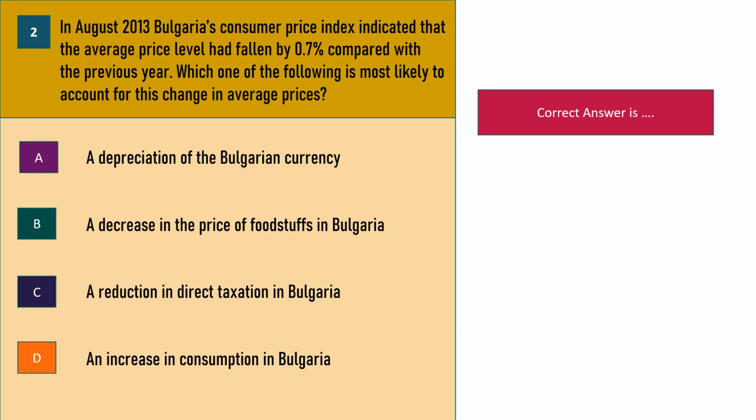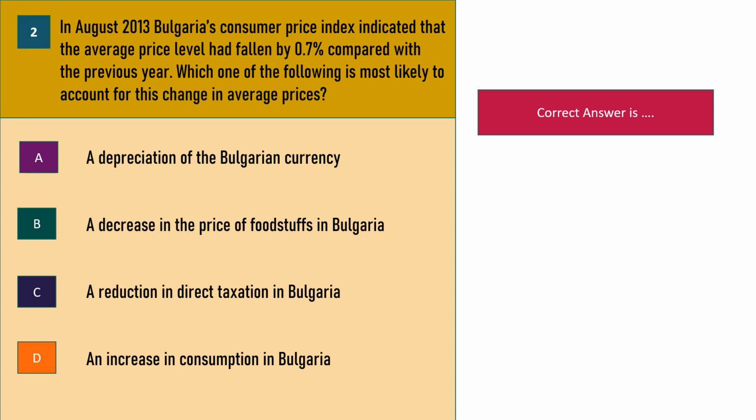So next question. In August 2013, Bulgaria's consumer price index indicated that the average price level had fallen by 0.7% compared with the previous year. Which of the following is most likely to account for these changes in average prices? So the question is that CPI is falling. That means inflation is falling, we'll call it deflation. So what is the reason for this deflation is the question.